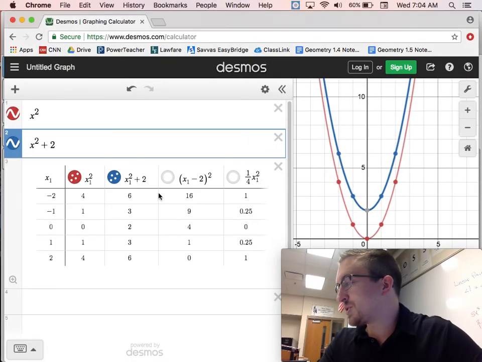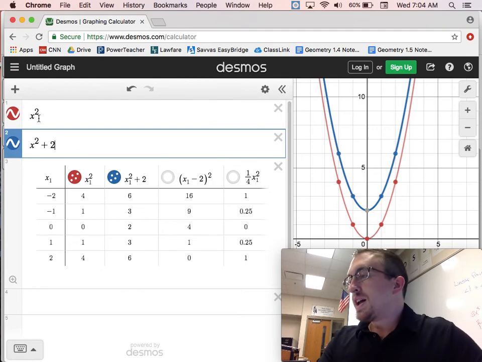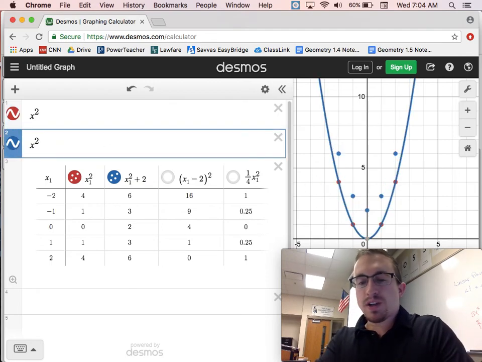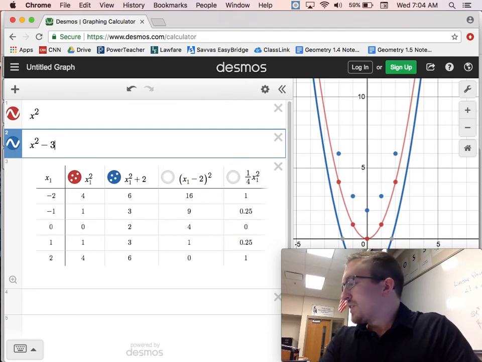Here's what I have in Desmos. I just want to show it quickly. Desmos is nice. You can see here I have my parent function in red. I have my transformation in blue. And you guys can see, you can just quickly play with these functions on Desmos and see the shift up. If I wanted, I could also shift this down, right? And you can see that blue function shifts down.